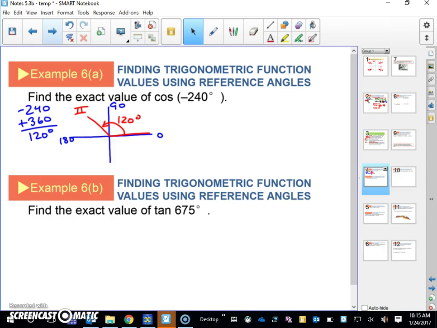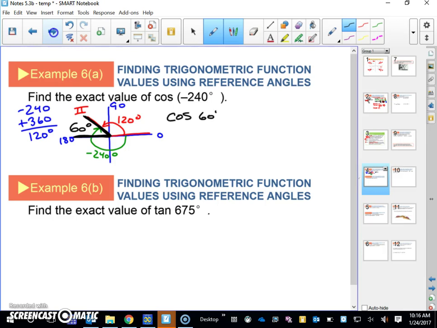Now, incidentally, if we had done negative 240, it just goes backwards. It would have put us in the same place. So it's not totally necessary to change to 120. Either way, we're looking at the same location. And what I want is that reference angle. So the reference angle is how far off that axis are we? Anybody tell me? 60? We're 60 degrees off of that. So when I do cosine negative 240, it's kind of like I'm doing cosine 60. I say kind of because the limitation of the reference angle is I don't know what the sign does. Is that plus? Is that minus?